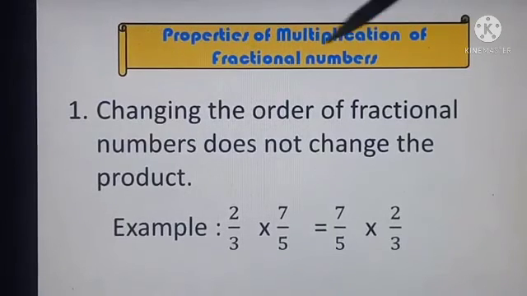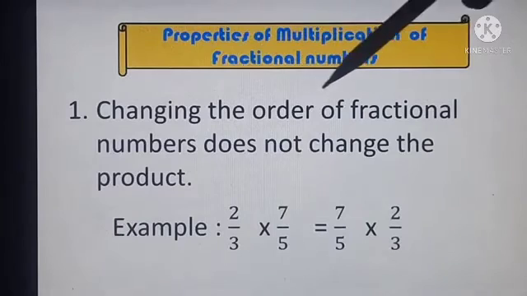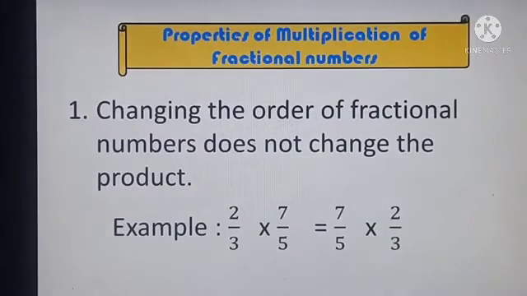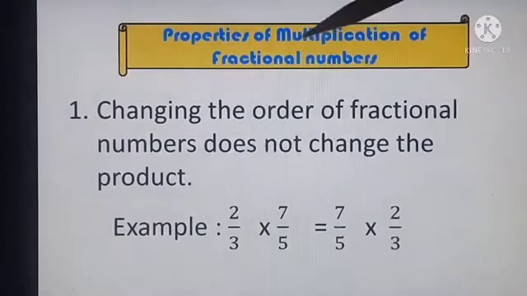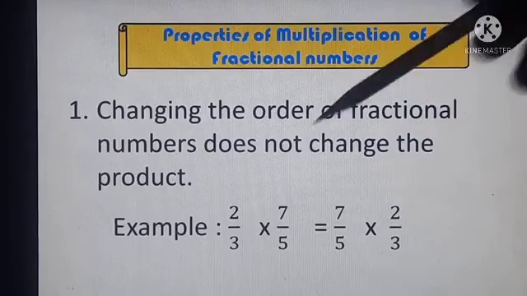Properties of multiplication of fractional numbers. Now we will understand these properties. Number 1, changing the order of fractional numbers does not change the product. Means if we are changing the order, left number is written to the right and right is written to the left, then there is no change in the product. We have done this example in the previous chapter also, but that was of whole numbers. Now it is fractional numbers.